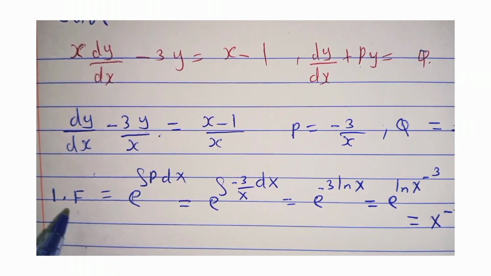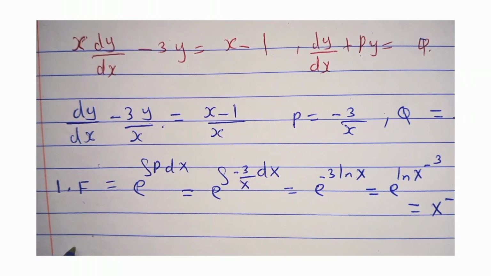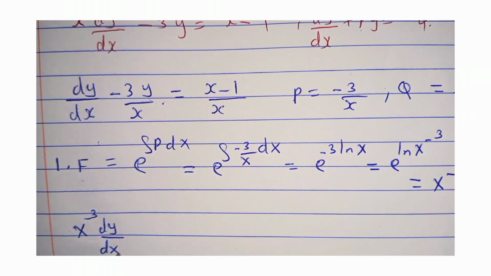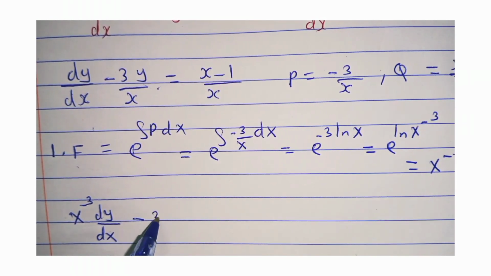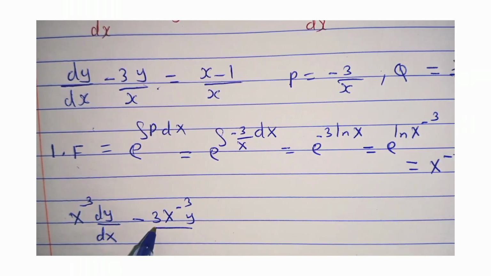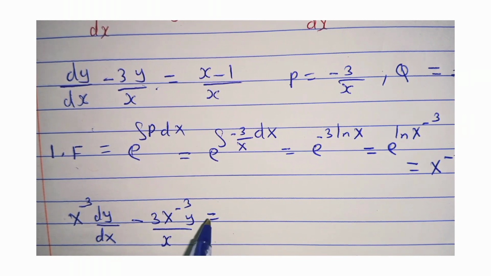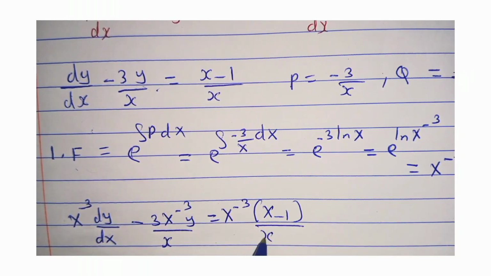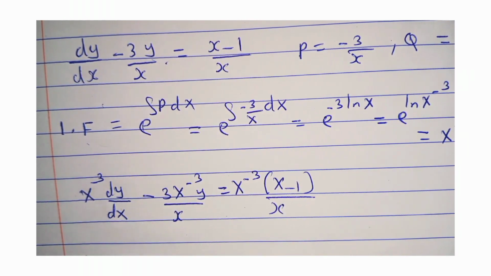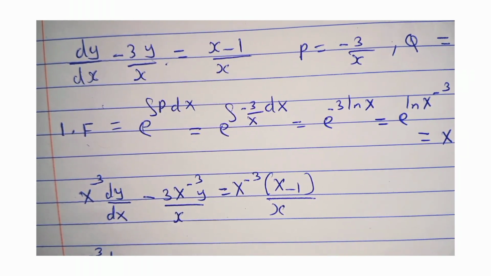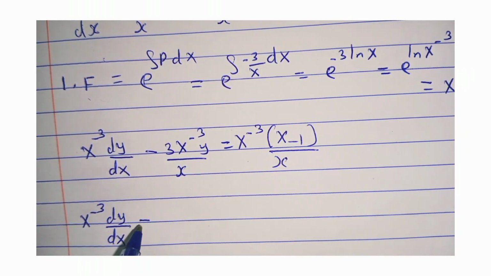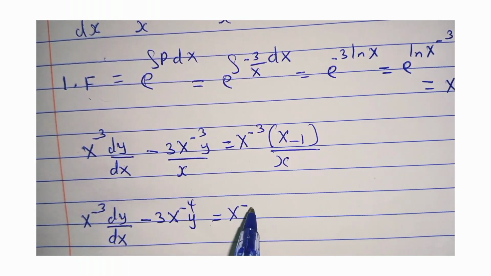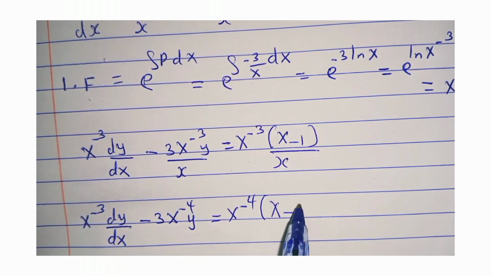Then, we are going to multiply this equation with the integration factor. So, multiplying with the integration factor, we get x power negative 3 dy/dx minus 3 x power negative 3 y divided by x, which is equal to x power negative 3 into bracket (x minus 1) over x. This can be written as x power negative 3 dy/dx minus 3x power negative 4 y is equal to x power negative 4 into bracket (x minus 1).